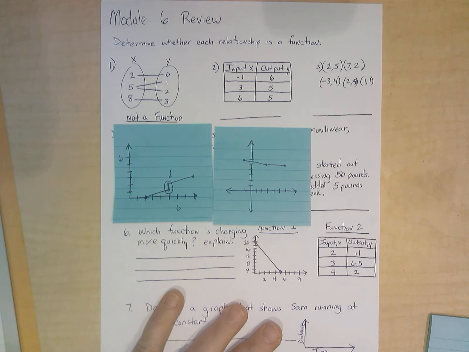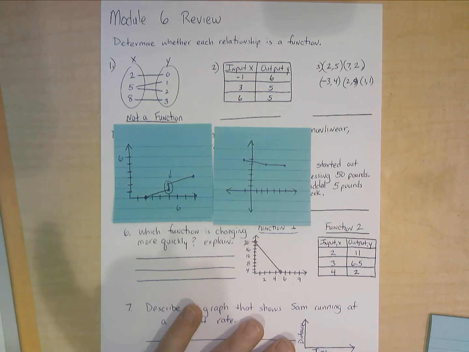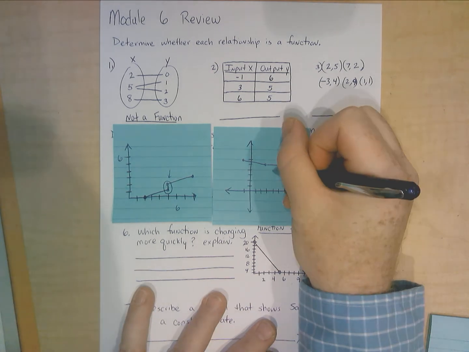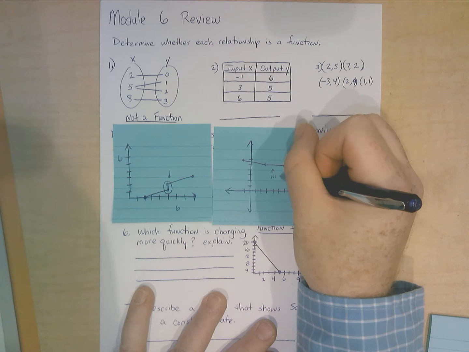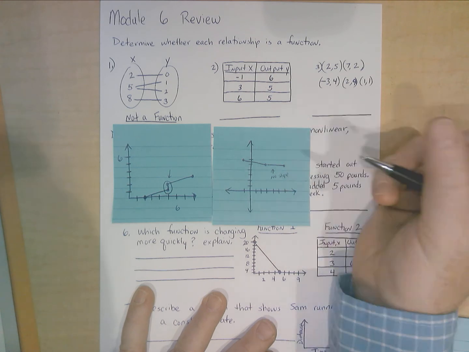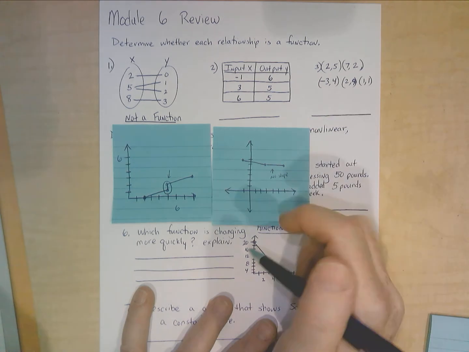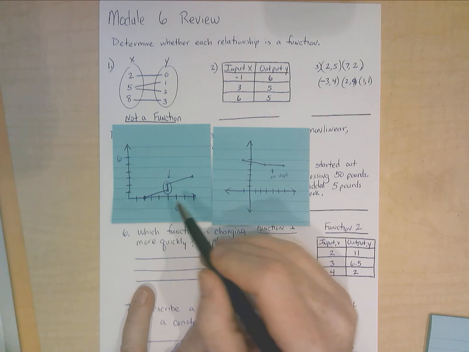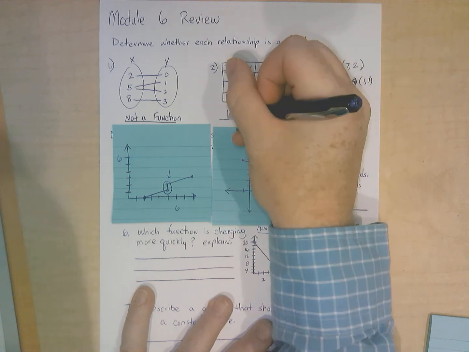And that's okay, because functions can have no slope. There's no slope here, right? It just goes straight across. That's all right. You can have that. You just can't have anything that goes straight up and down. So this is okay. This is a function.